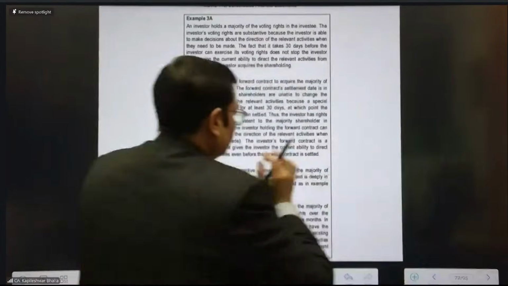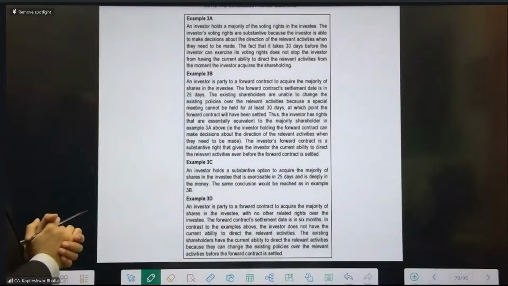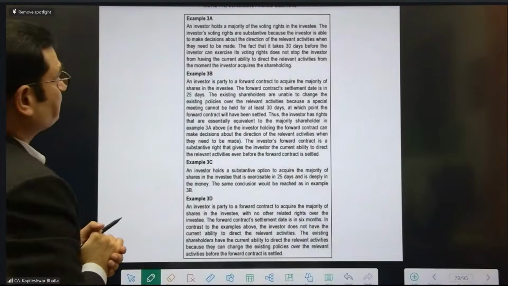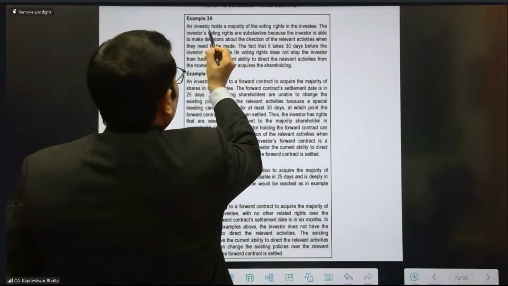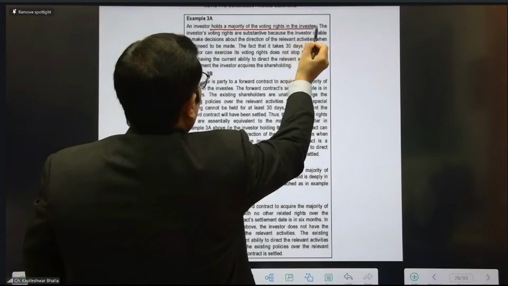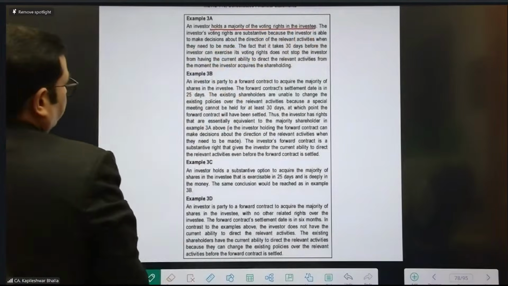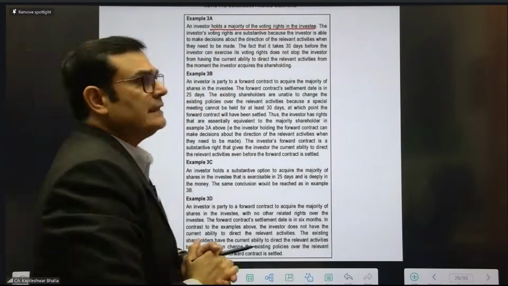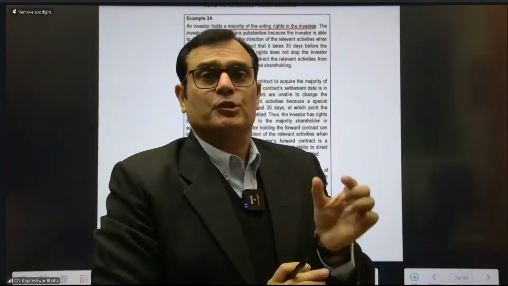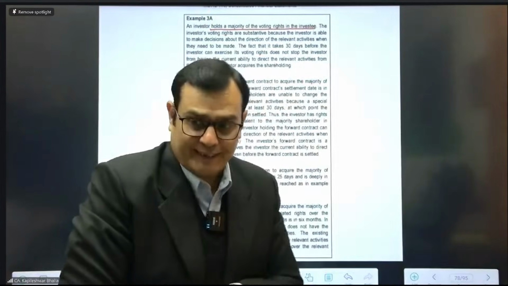Now let's consider example number 3A, B, C, D. The investor has got a majority of the voting rights in the investee. Can I outrightly say that since you have got majority voting rights and if there is nothing to the contrary, when the meeting occurs in the next 30 days, you will be in a position to exercise the power to direct the relevant activities? Is the thought correct?